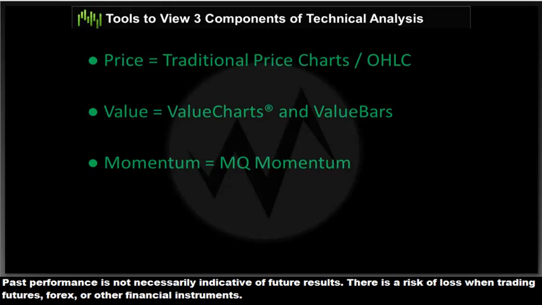The tools we're going to use to gauge these three components will be, for price, traditional price charts, the traditional open, high, low, close bar charts. The next, for value, we're going to use our value charts and by extension our value bars indicator. And then for momentum, we're going to use MQ momentum.